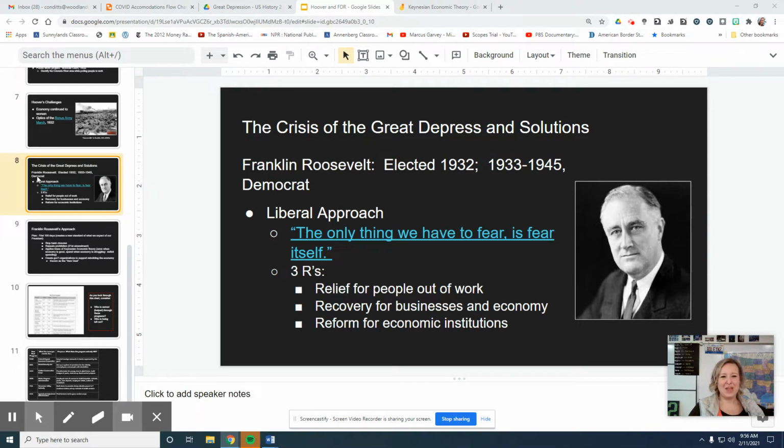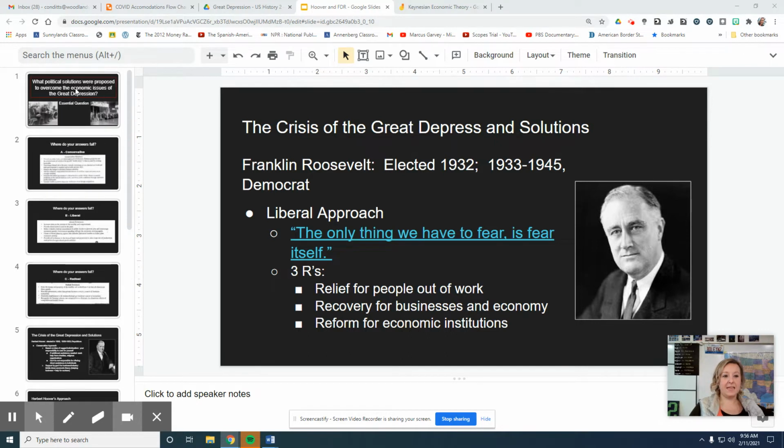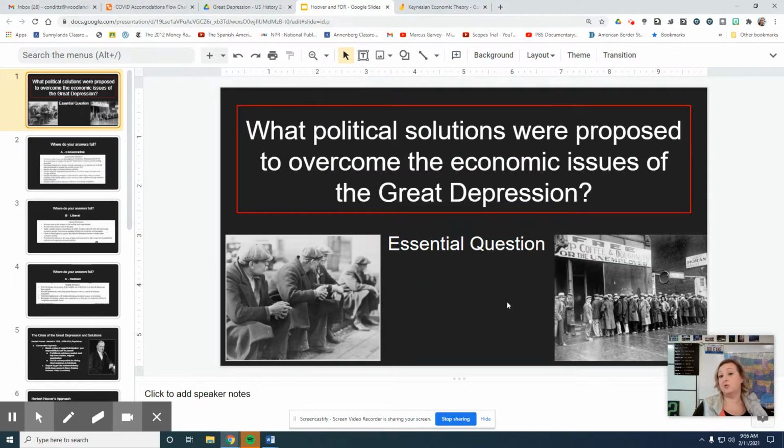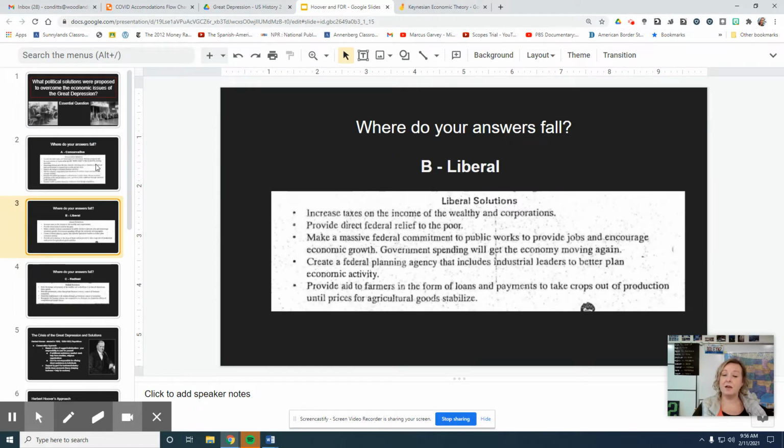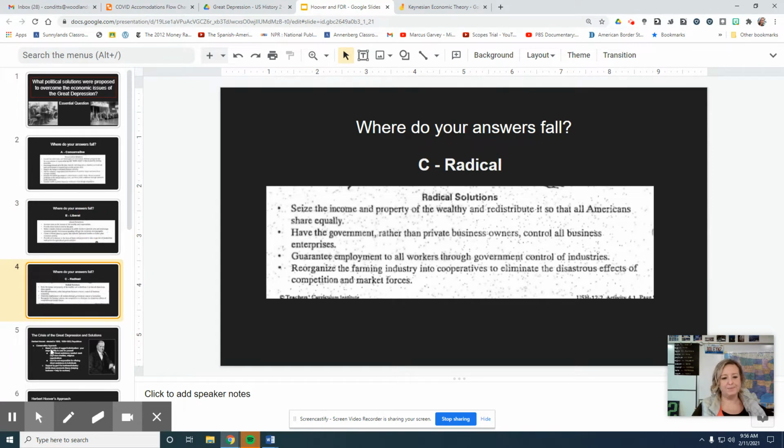We have been examining this essential question, right? What political solutions were proposed to overcome the economic issues of the Great Depression? And Ms. Kiefer and I have asked you to look at how you would answer some of those problems. We gave you 4 situations and asked you to identify some solutions. And then we categorized those solutions as being conservative or liberal or radical.